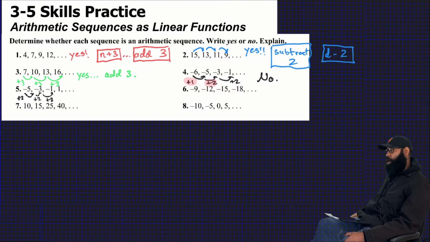Over here, add 2, because the negative is getting bigger, getting bigger, getting bigger. So it keeps increasing, and it increases by 2 each time. So I'm going to say yes. And again, how I like to explain that, I say add 2.